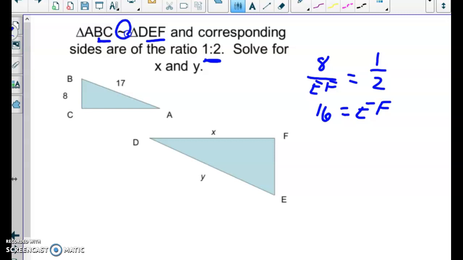The same is true for finding the y value. We're going to say that AB is to DE, so I'm going to say AB is to DE as 1 is to 2, because they're telling us the ratio here. This is part of our proportion when we set it up, and I get y equals 34.